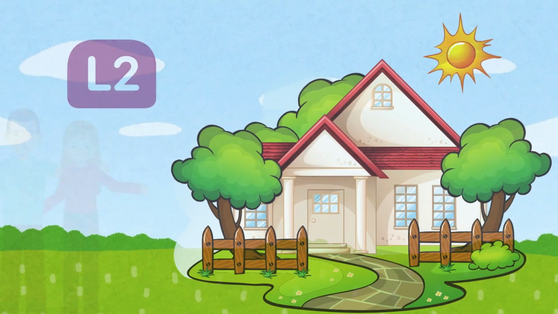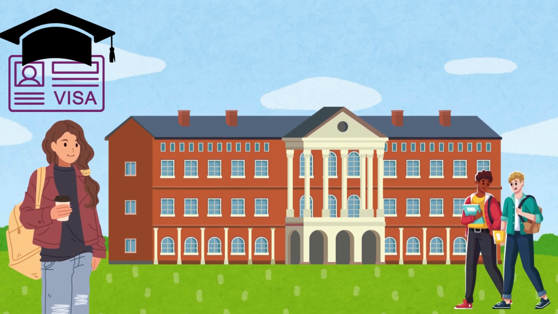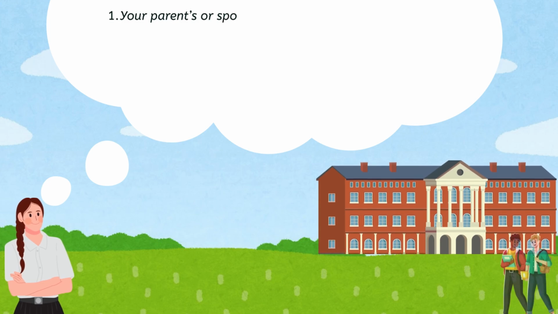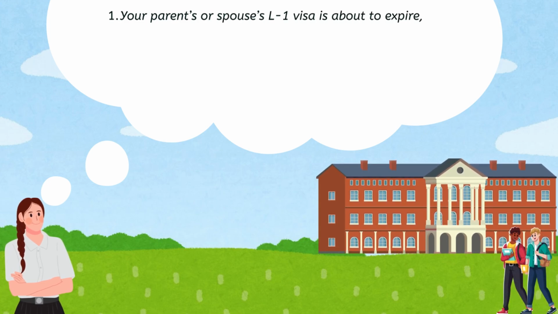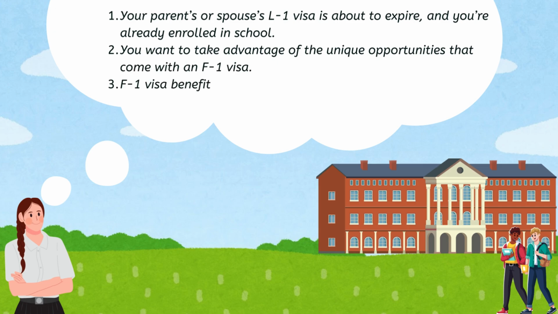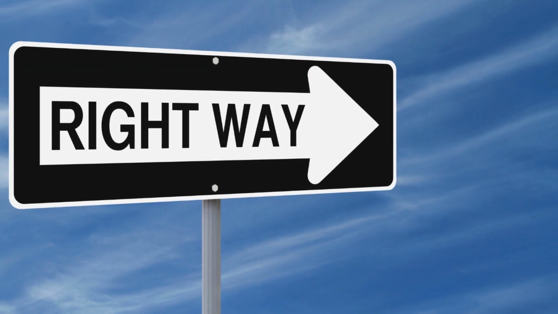Are you currently on an L-2 visa and want to switch to an F-1 student visa so that you can continue your studies in the United States? Maybe your parents' or spouse's L-1 visa is about to expire and you're already enrolled in school. Or perhaps you're looking to take advantage of the unique opportunities that come with an F-1 visa, like on-campus jobs or OPT after graduation. If any of this hits home, you are in the right place.